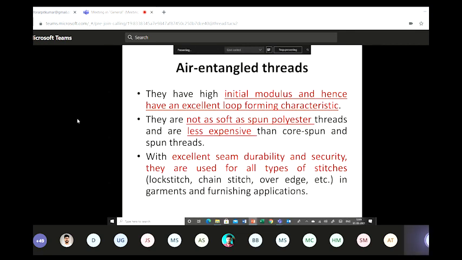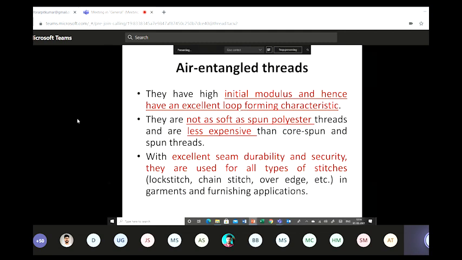So coming to here, you see they have a high initial modulus because a large number of core filaments are almost straight, and they are binding the surface filaments, the sheath filaments. So that's why they have high bending rigidity. Bending rigidity is E into I, where E is the elastic modulus. So they try to form a bigger loop. In the process, the interlooping, interlacing will continue without any hindrance.